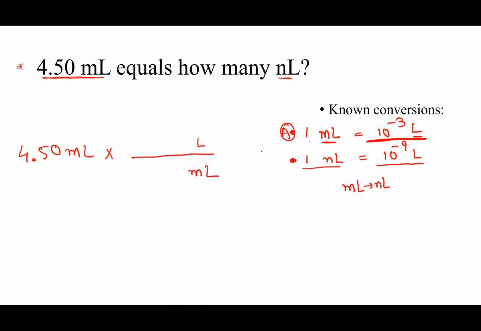What number do we have in front of ml? 1. What number do we have in front of liter? 10 to the power of minus 3. Doing this math, we cancel out the unit ml. For now, I'm just going to put the number in scientific notation; you can definitely do the math using a calculator. So the answer we get is 4.50 times 10 to the power of minus 3 liter.